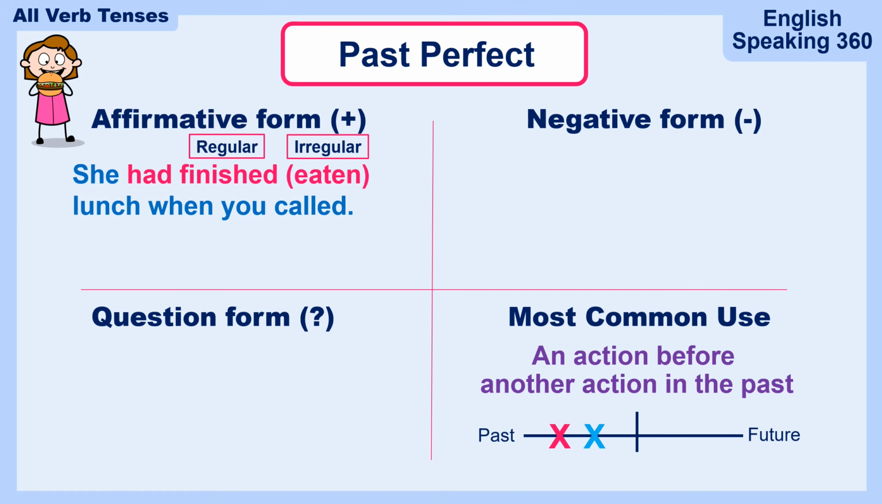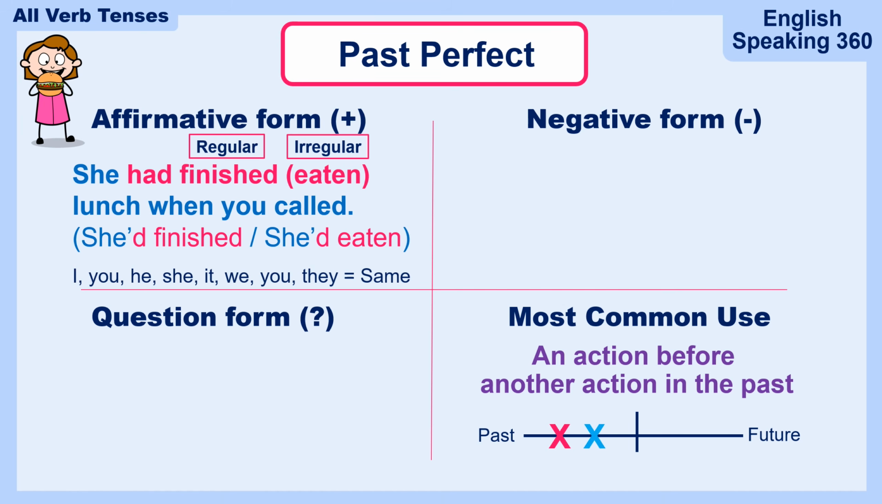The contractions, you could say she'd finished or she'd eaten. She'd eaten. It's a little bit hard to pronounce. So for this one, you see, there is no S for she. Okay, that's important to notice. In fact, all the pronouns are the same. All the persons are the same. There is no extra S needed at the past tense.